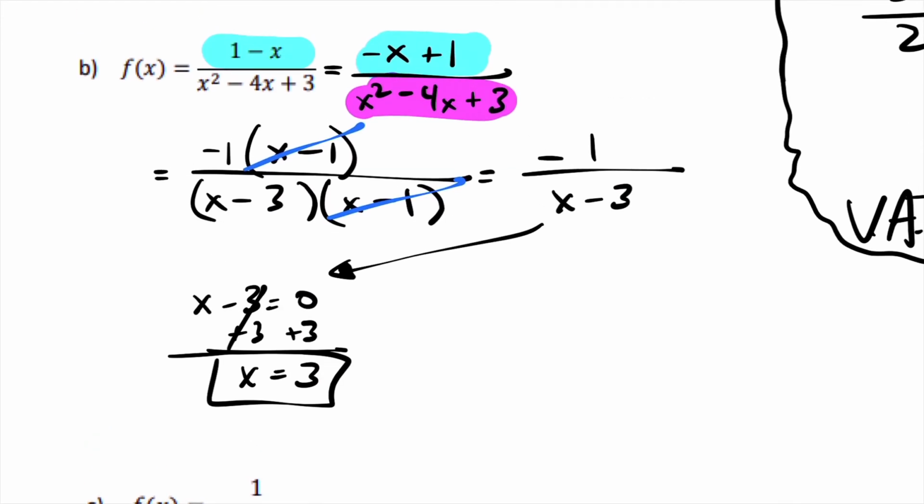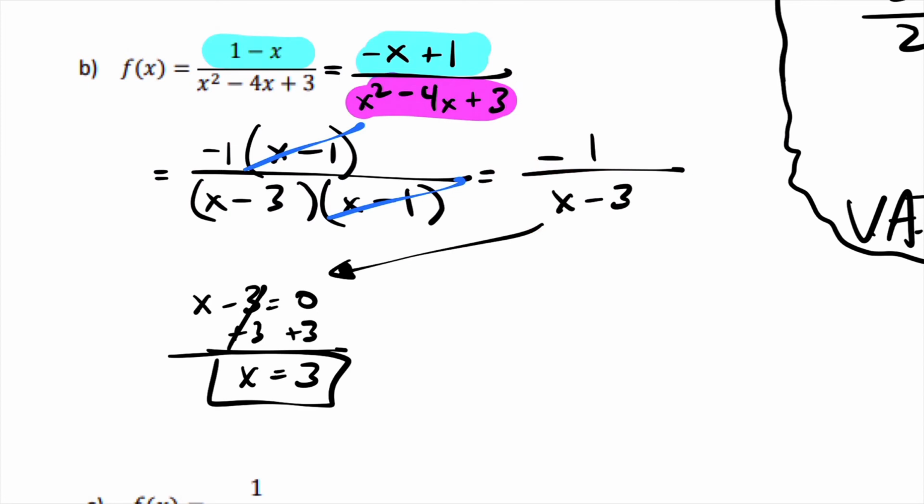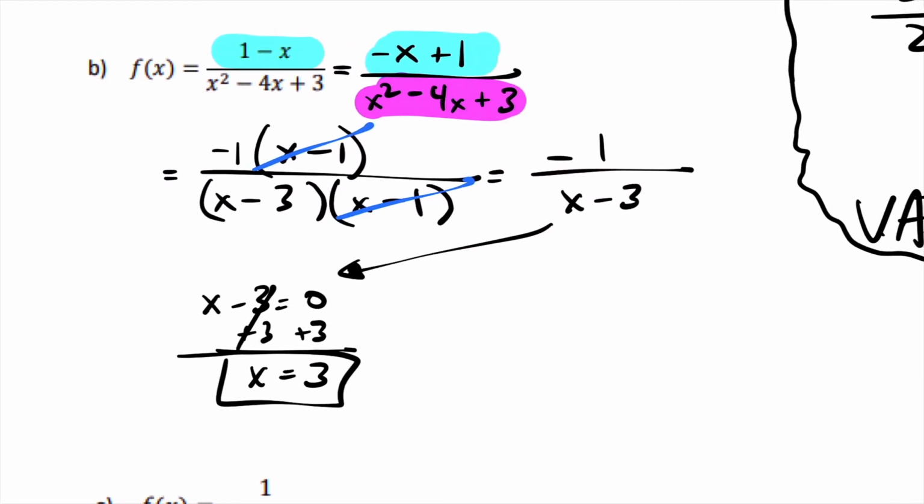What happens when I plug 3 back in? I'm not plugging it into the original because I factored the original. I'm plugging it in here. If I plug it back into the top, there's nowhere to plug it in, right? Exactly. So that means it's an asymptote. That means it's a vertical asymptote at x equals 3.